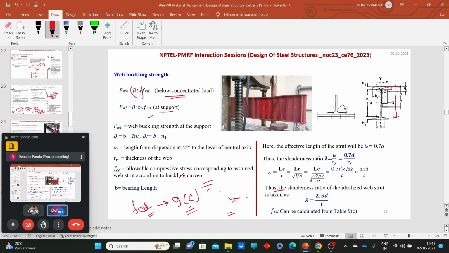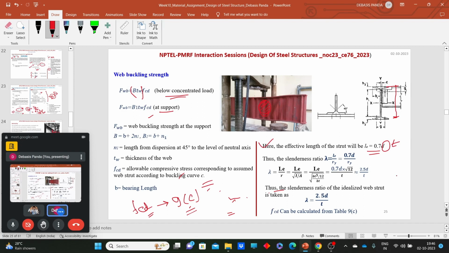To get the value of FCD, we first need to know lambda. So what should be the lambda value? First, we need to know the effective length of the web. What will be the effective length of the web? That is generally taken as 0.7 times D, where D is the effective depth of the web. How we can calculate the effective depth of the web, we will see.